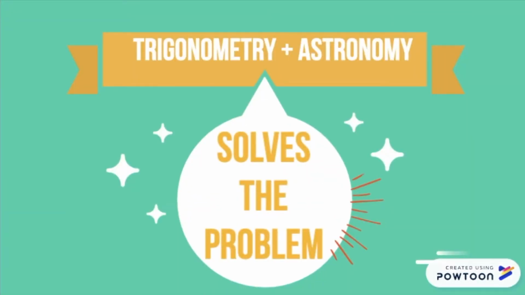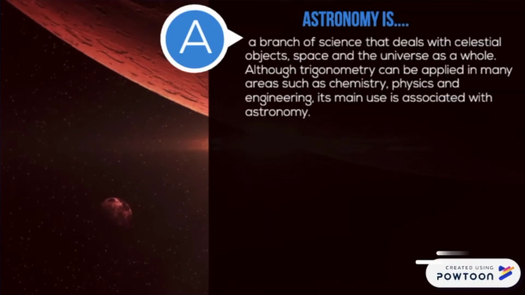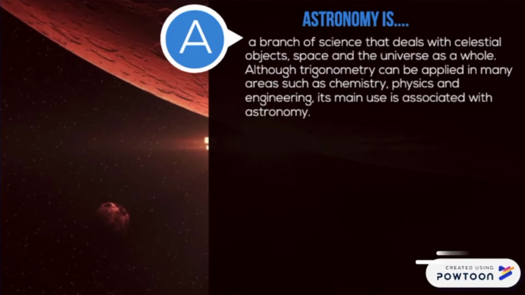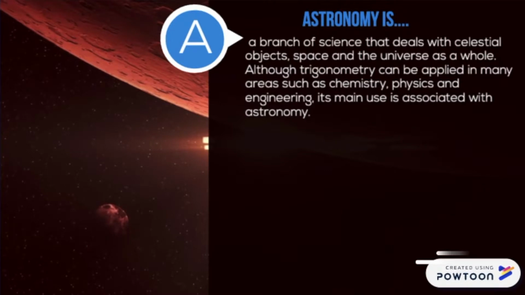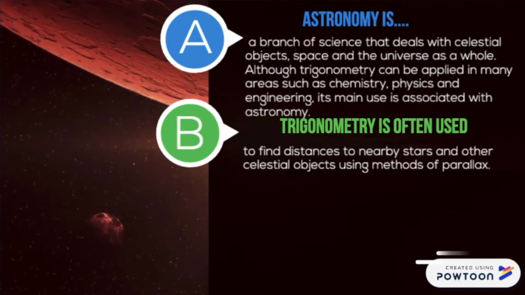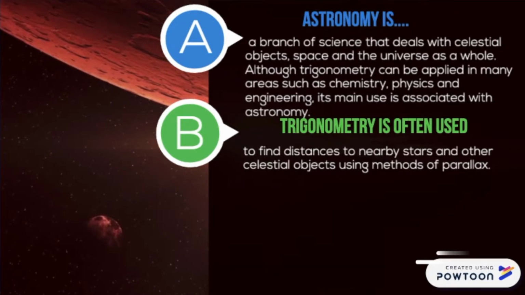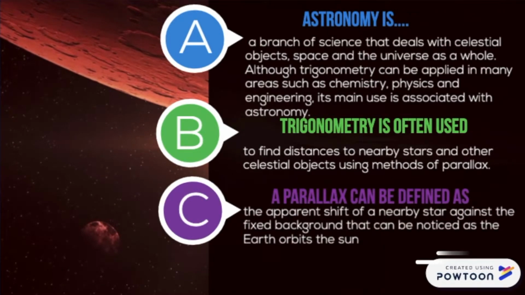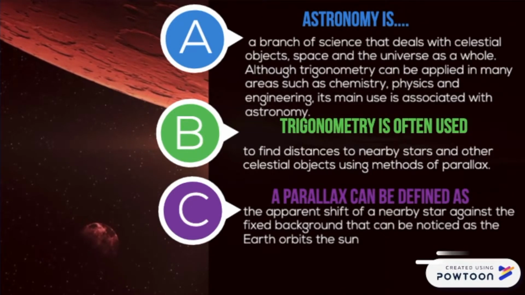Thus, trigonometry can be utilized in astronomy. Astronomy is a part of science that manages celestial objects, space, and the universe in general. In spite of the fact that trigonometry can be applied in numerous professions and areas, for example science and building, its principal use is related to space science. In space science, trigonometry is frequently used to discover distances to nearby stars and other celestial objects, using a technique of parallax. A parallax can be characterized as the apparent move of a close-by star against the fixed background that can be seen as the Earth orbits the Sun.